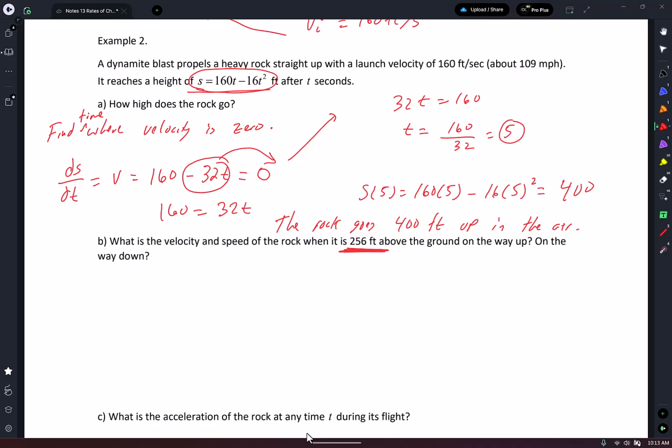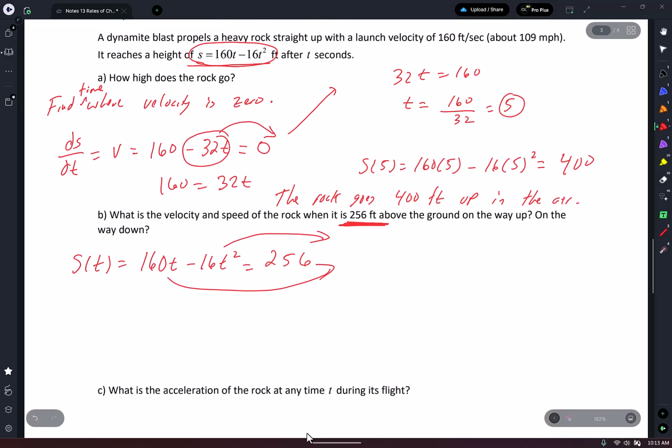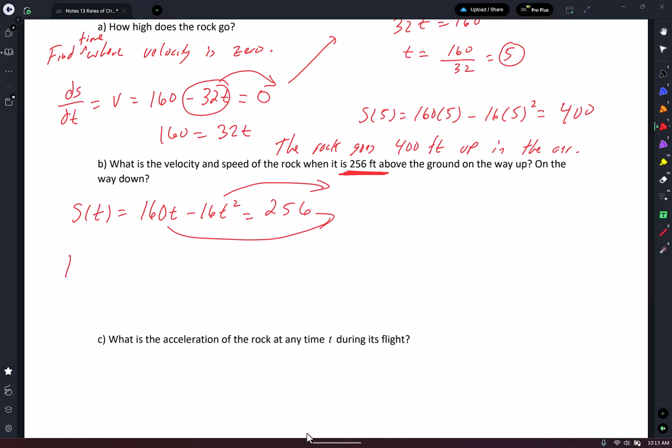So what you're going to do, take your position equation, S of t, and we're going to solve for when it's 256. So I'm going to go 160t minus 16t squared equals 256. Move the 16t squared and the 160t to the right because I like to have the 16t squared positive. So I'm going to write 16t squared minus 160t plus 256 equals 0.